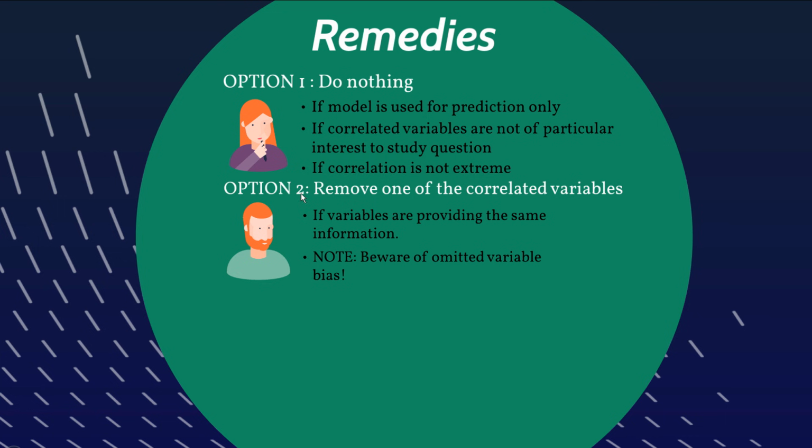But the problem with option 2 is that in trying to solve multicollinearity, you might actually be creating another problem, which is called omitted variable bias. Because all of a sudden you've got a variable that's outside the model now that might be pulling the strings still of the remaining variable that you've left in. So yeah, again, this is making option 1 look a little bit more appealing still.